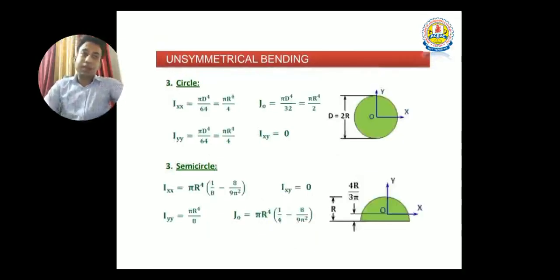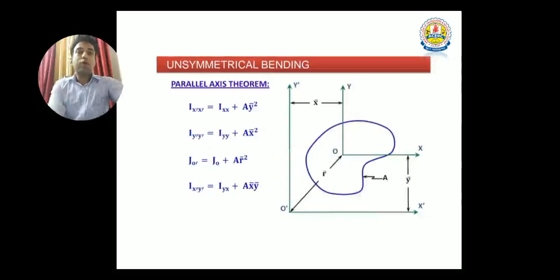In a circle, it is symmetric to both the x-axis and y-axis, that's why Ixy is equal to 0. In a semicircle, it is symmetric to only one axis, that's why Ixy is equal to 0. Then there is the parallel axis theorem that we have discussed in our previous syllabus also, but it will work in this case too. In unsymmetrical bending, we have to know what the parallel axis theorem is.